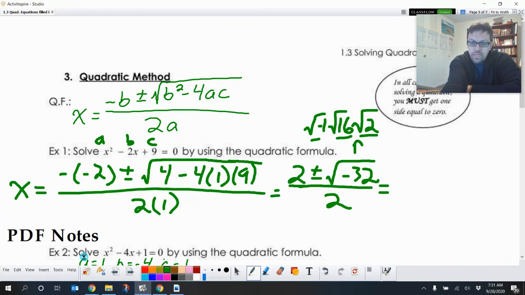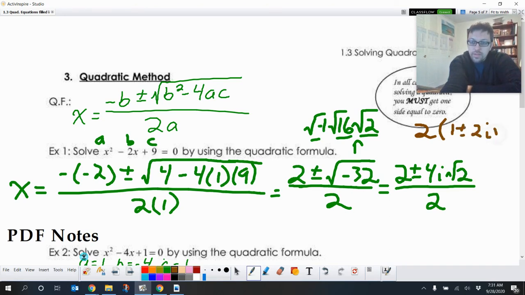So this works out to be square root of 16 is 4, but I'm going to write the 2 plus or minus first. And then square root of 2. All over 2. Now I am allowed to do a little bit of canceling. Imagine if I had factored out a 2 from that numerator. 2 times 1 plus or minus 2i square roots of 2.